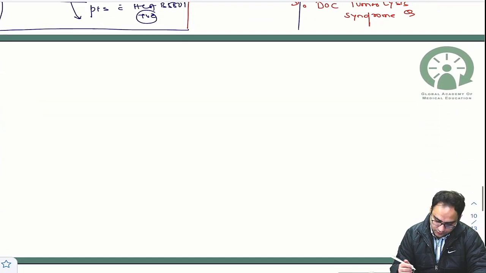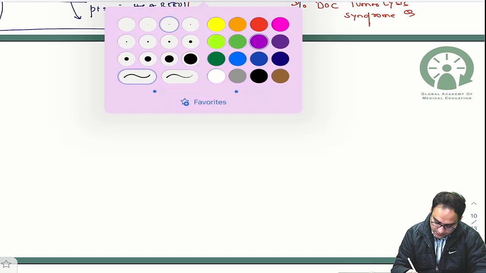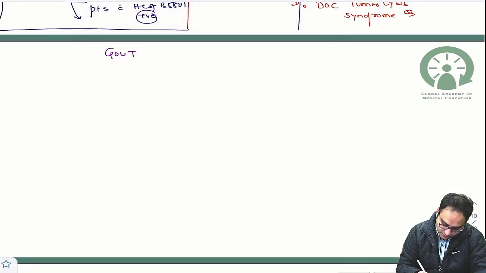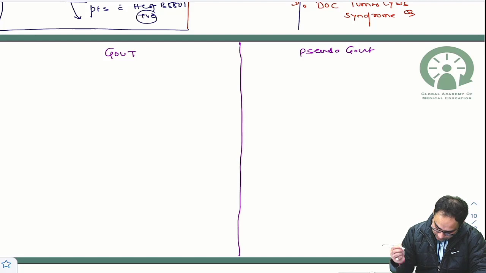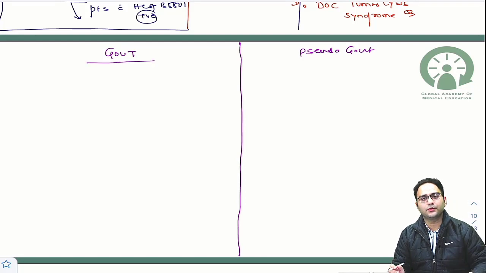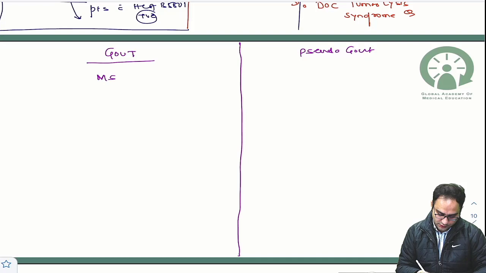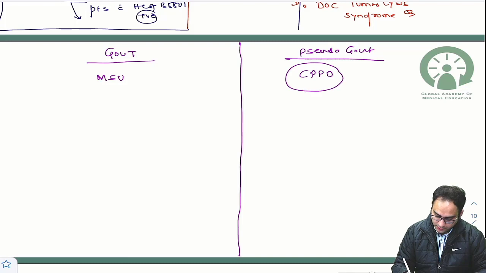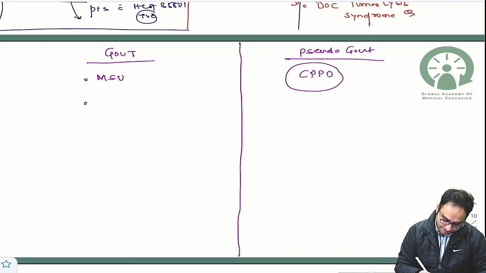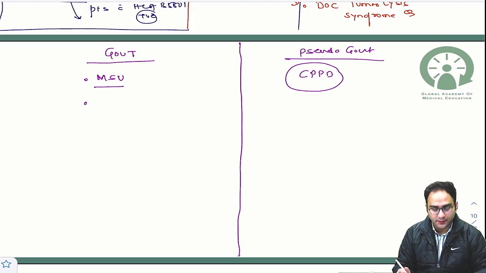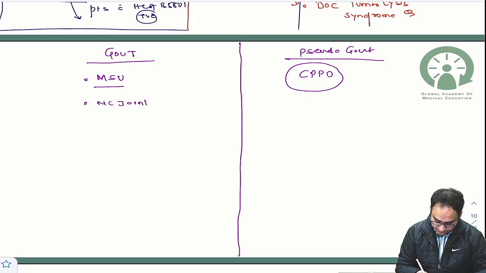Okay. Now, let's read some important differences between gout and pseudo gout. So, gout is basically due to the deposition of monosodium urate. Pseudo gout is due to the deposition of calcium pyrophosphate. In monosodium urate disease, the most common joint to be involved is the metatarsophalangeal joint, which gives rise to podagra.